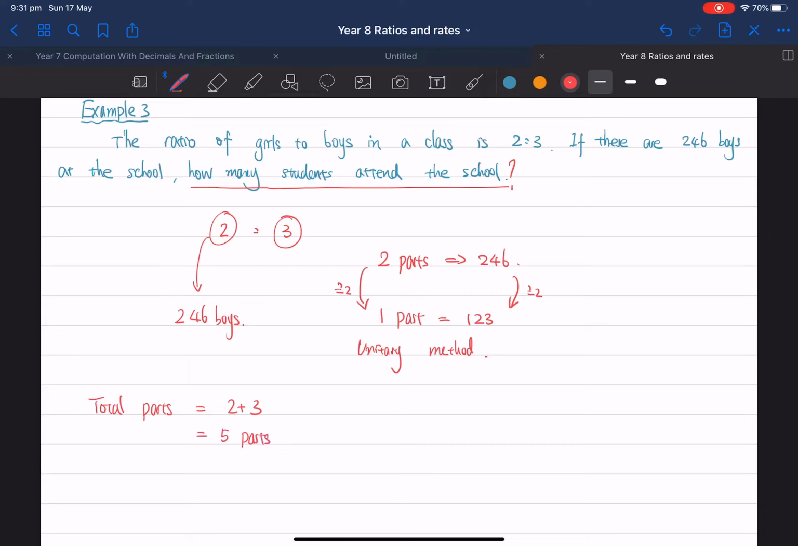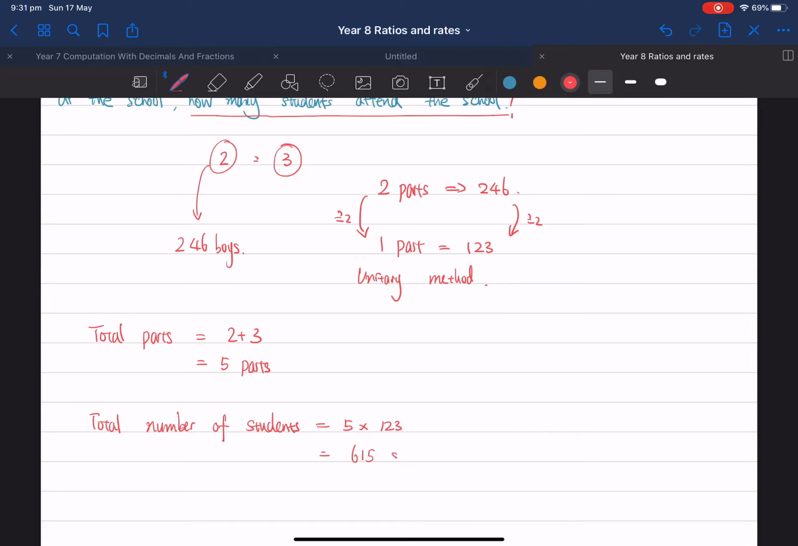And then we know that 1 part is equal to 123. So the total number of students is equal to 5 times 123. You can do the calculation, and that gives you 615 students. So that's the way I'll do this question here.